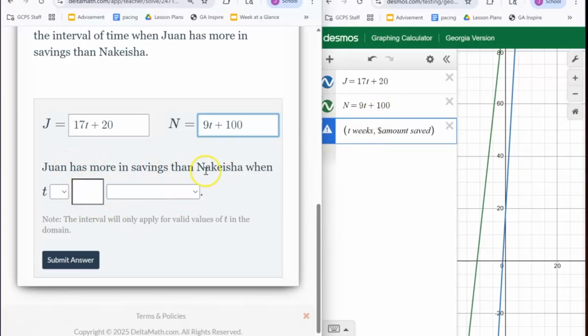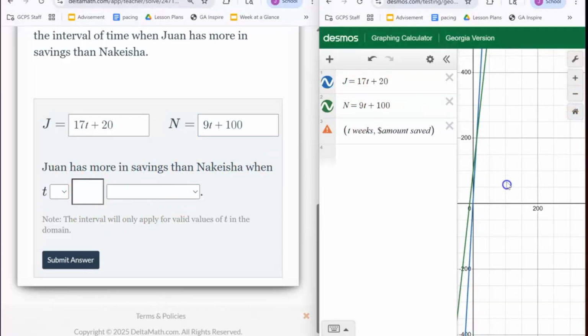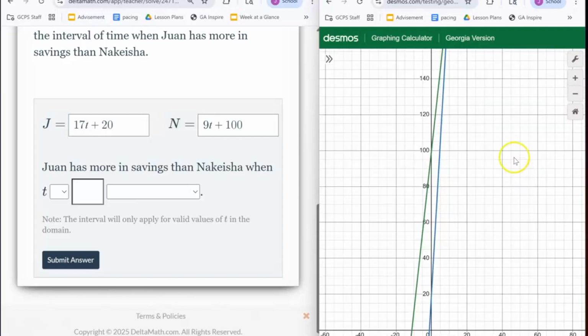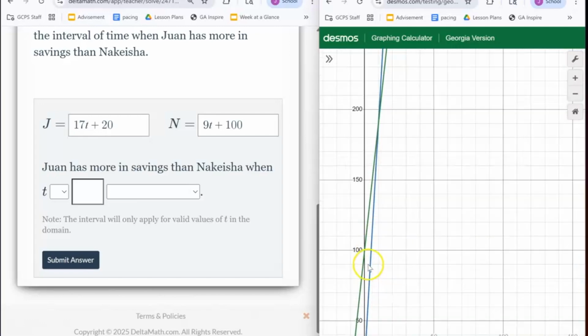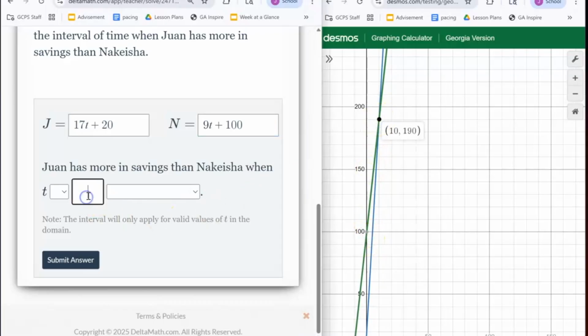And now I need to know when Juan has more savings than Nakisha. So J is blue. I'm going to zoom out. All right, so this is the bottom line. If I pick a number, let's pick this number right here, after 4.272 weeks, blue has $100, but at 0 weeks, green has $100. So blue is less than green until 10. So this is the number of weeks, and then this is the amount saved. So when it's less than 10, blue is less.